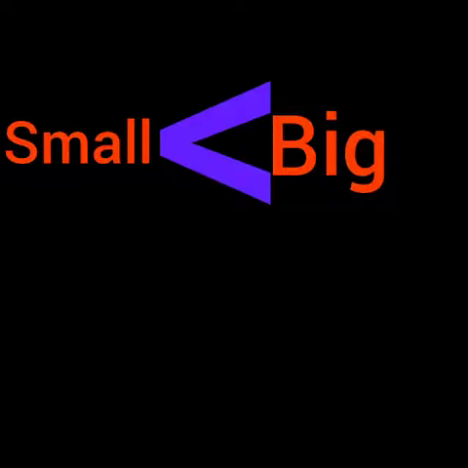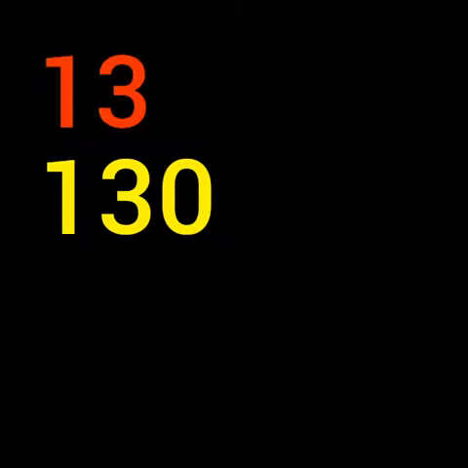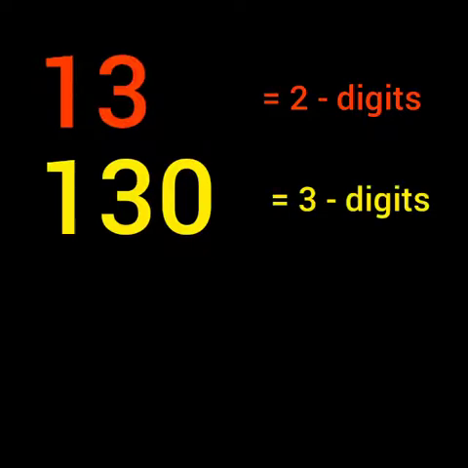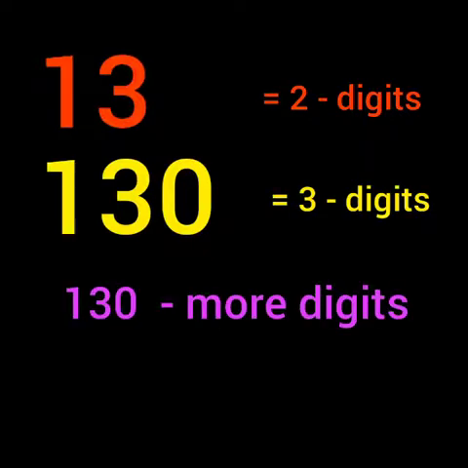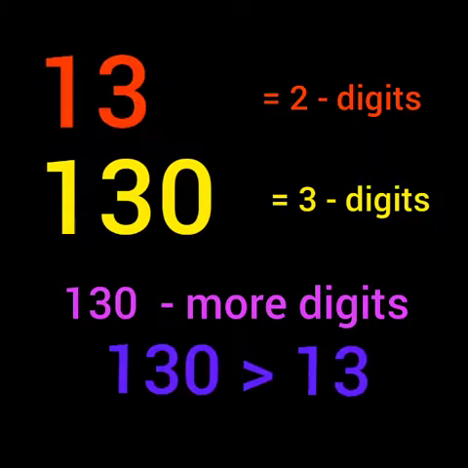We know that a number with more digits is the greater number. We discussed this in the last class. For example, 13 and 130. Since 13 is a two-digit number and 130 is a three-digit number, which number has more digits? Yes, 130 has more digits. So, 130 is greater than 13. Or we can say a three-digit number is greater than a two-digit number.